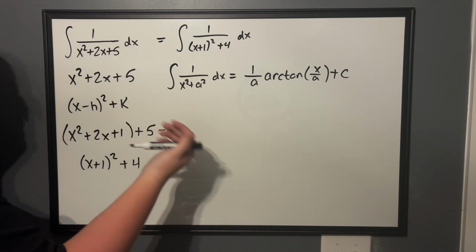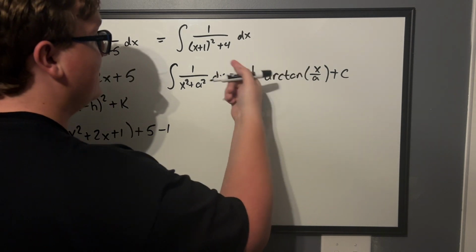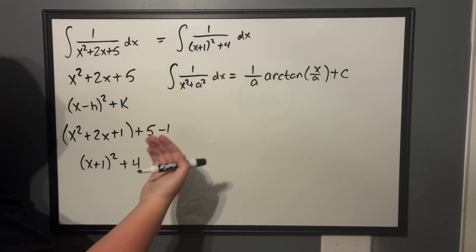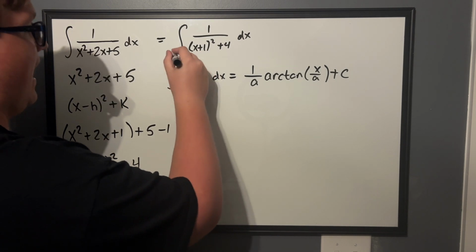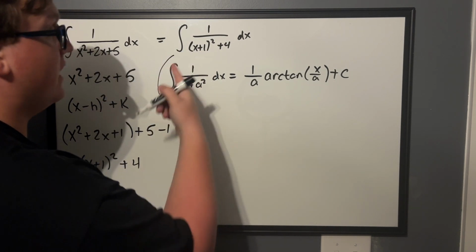So in this case, our a is going to be equal to 2, right? So a is equal to 2, and then our x is really x plus 1. So we're going to use this formula to go ahead and integrate this.